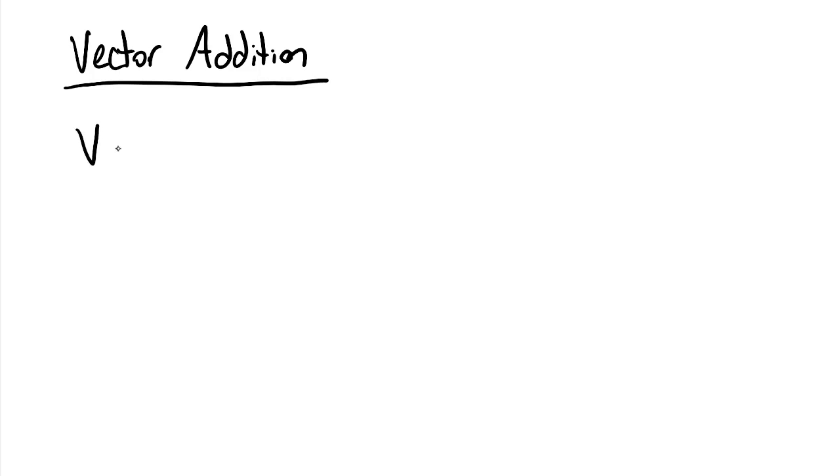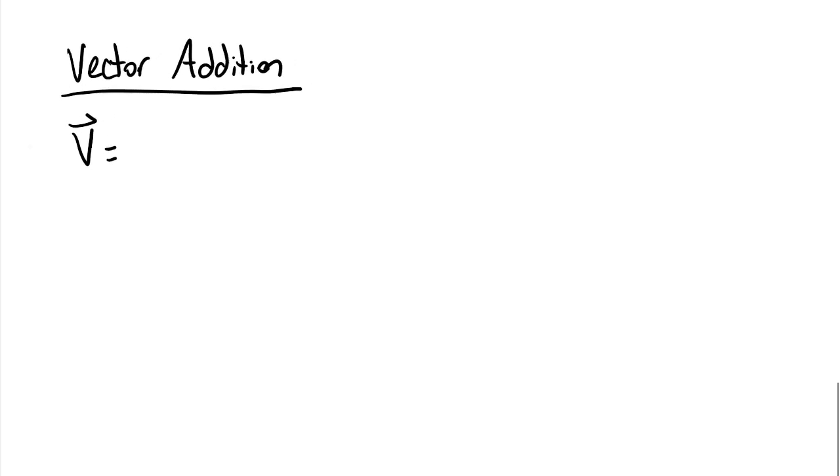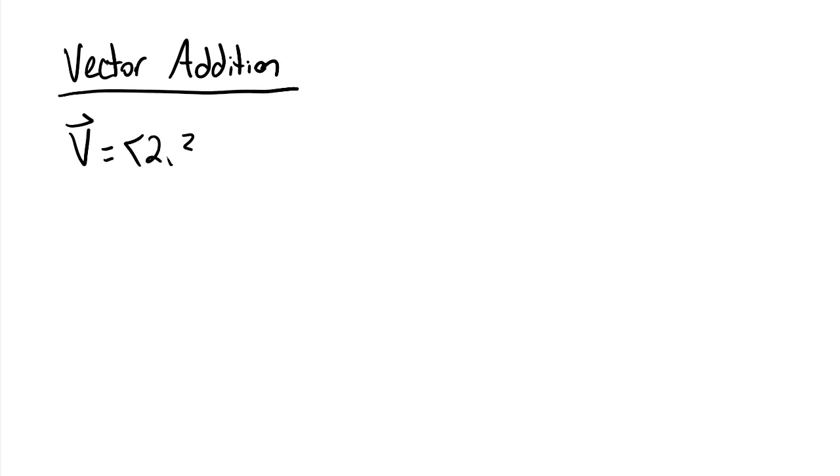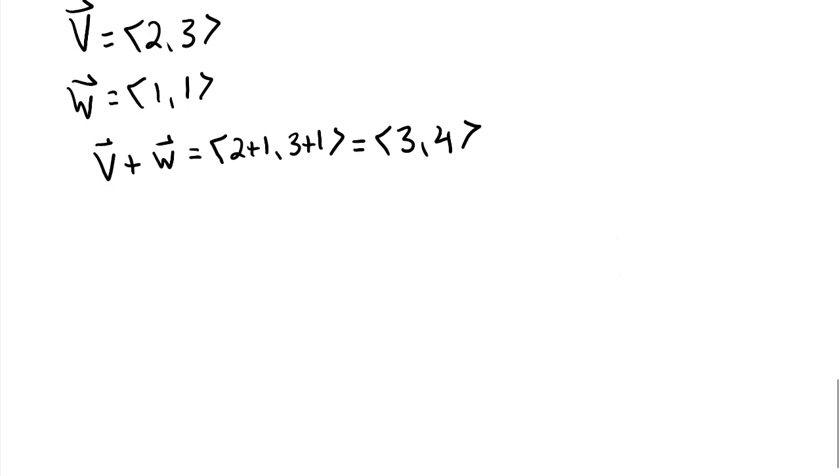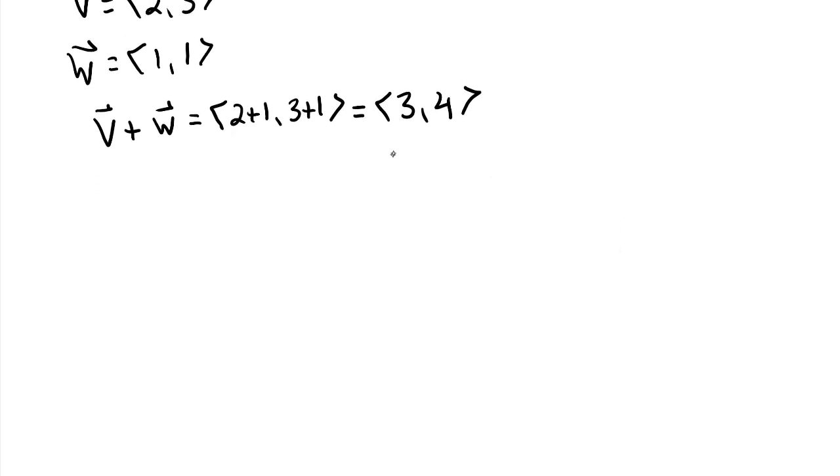Namely, if we have some vector, say, v, which is equal to, say, 2, 3 in component form, and another vector w, which is equal to, say, 1, 1 in component form, then when we add them together, we're just going to add the components together. So the new vector would be 2 plus 1, comma 3 plus 1, which is going to be equal to 3, comma 4.